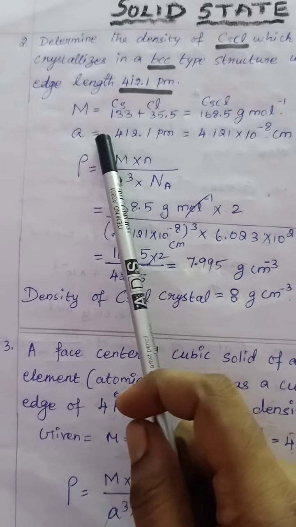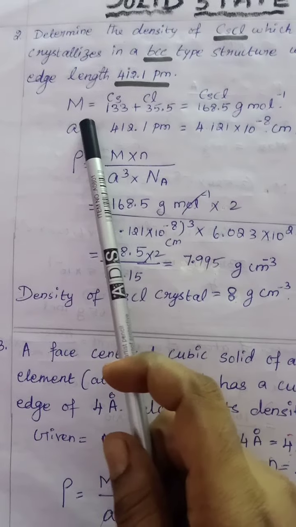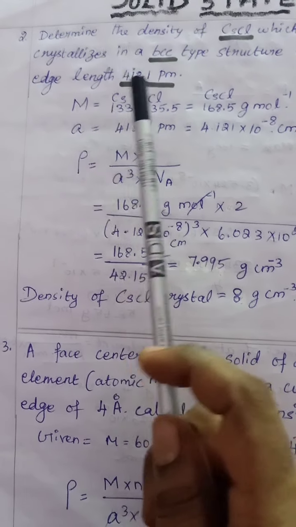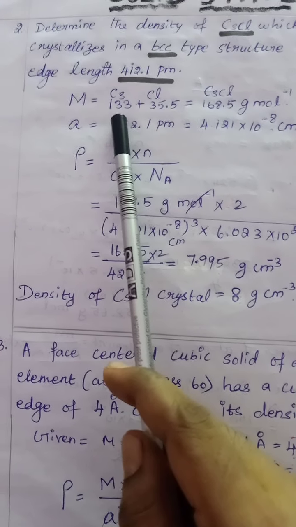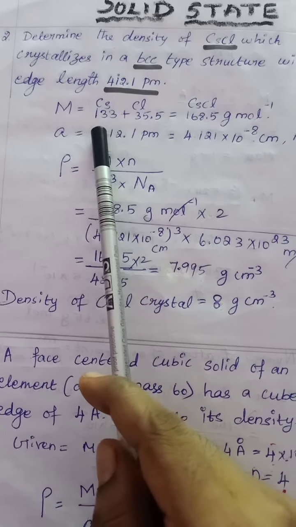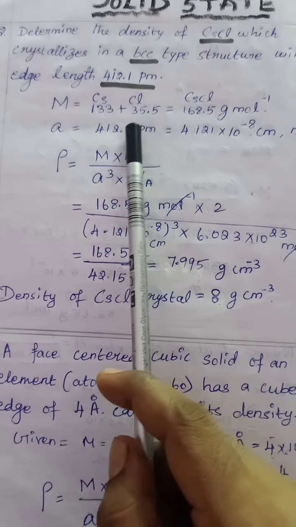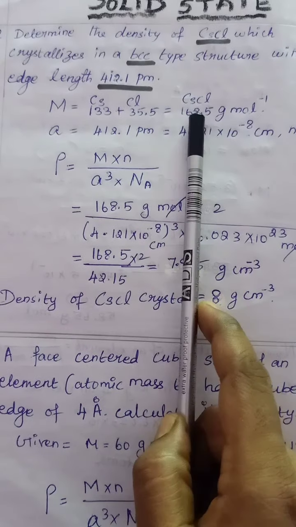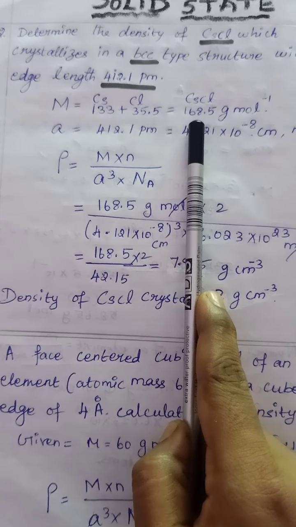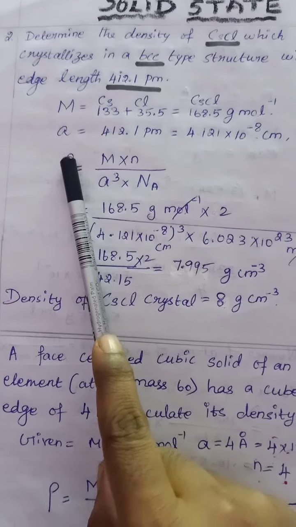Okay, see, what is the molar mass of cesium chloride? See in the periodic table, mass of cesium is 133. Then mass of chlorine is 35.5. The mass of cesium chloride is 168.5 gram mole inverse.